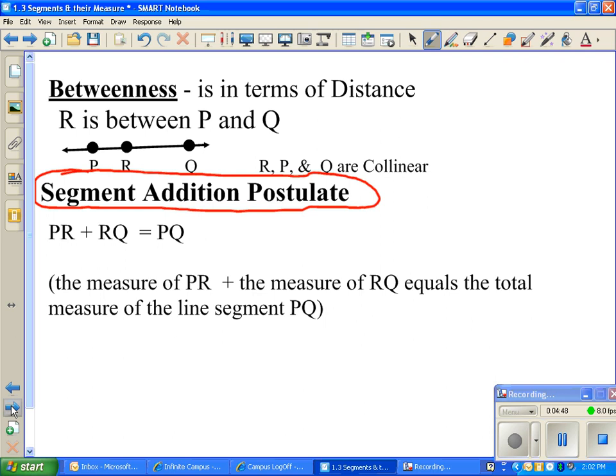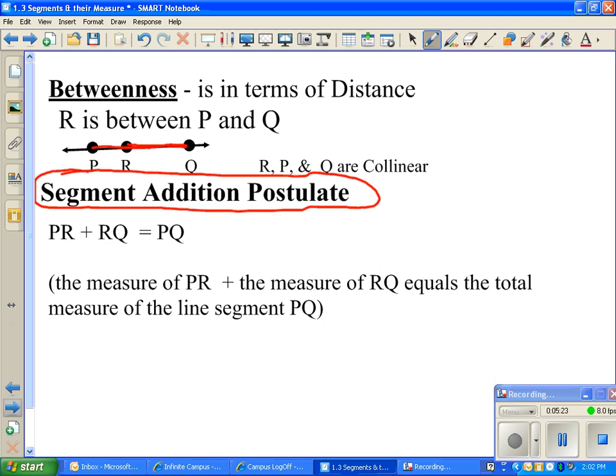All right, in other words, if I break my big old long line segment up into smaller parts, like PR, the length of PR plus the length of RQ gives me the whole length. Are you with me? The length of PR, whatever that distance is, plus the length of RQ gives me the whole length of PQ. Okay with that? Now look below. PR + RQ = PQ. These are talking about the lengths of the segments.